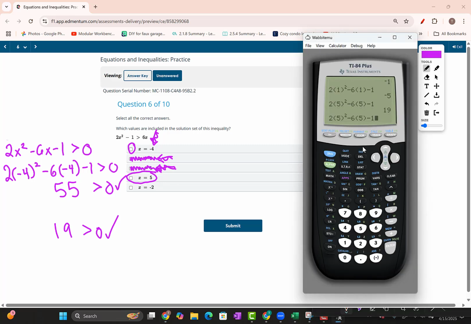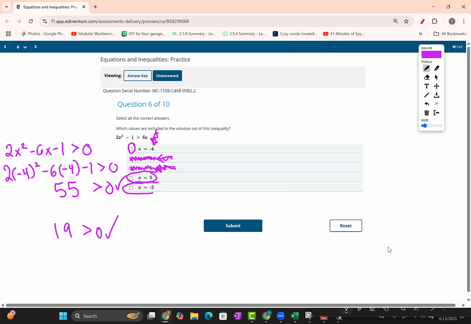And then finally, we're going to type in -2 for x. May have to retype in the parentheses. They get typed over. And again, we get +19. So we have 3 answer choices that work for this problem.